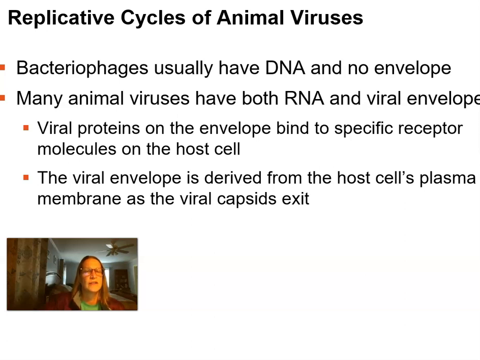A lot of animal viruses have RNA as their genetic material, and they have this viral envelope that we're going to talk about in a second. The viral envelope can be really useful to the virus because it helps the virus bind to specific receptor molecules on the host cell. The way it works is by making the viral envelope using some materials from the host cell's plasma membrane. That makes it much more easily recognizable to whatever cell it's trying to infect.